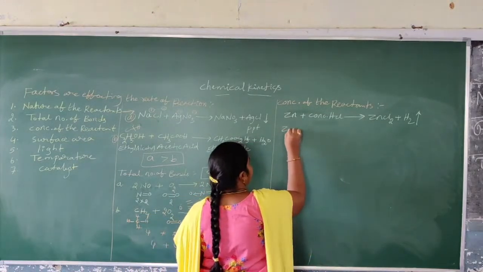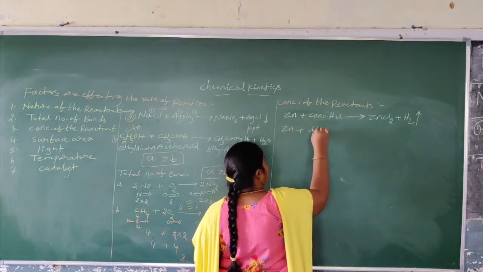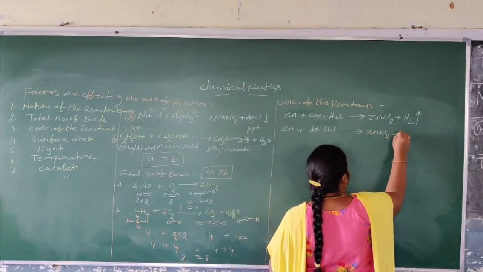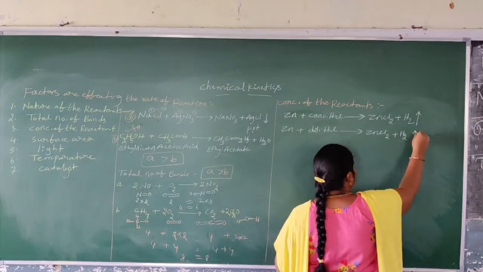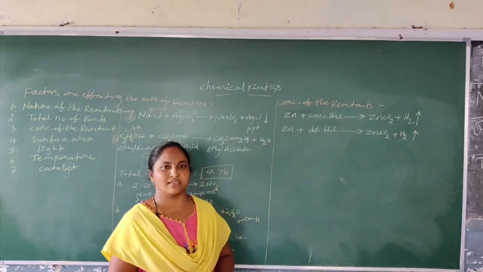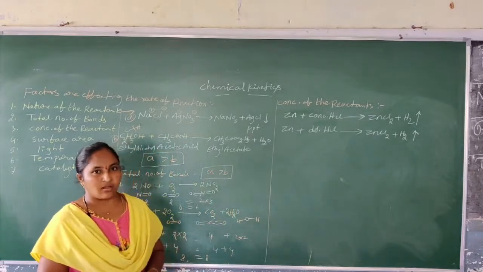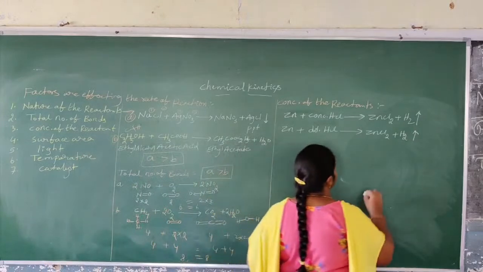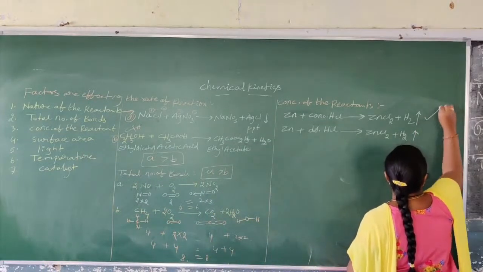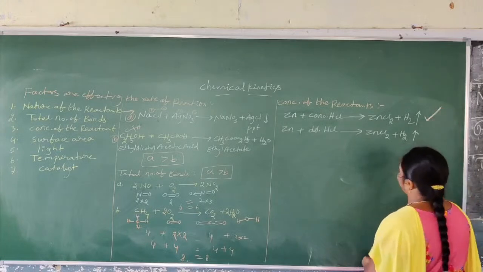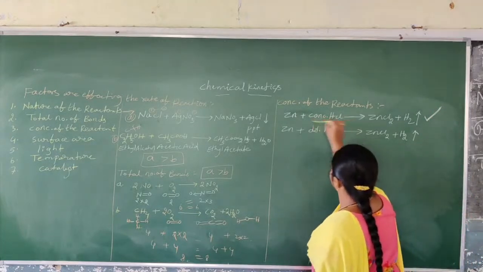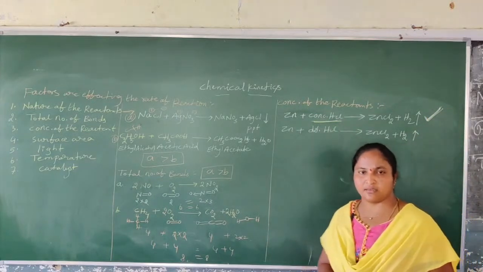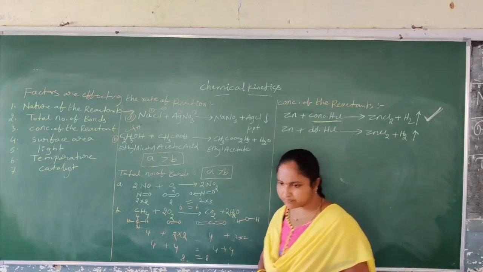And the second is zinc reacted with diluted HCl. We also get zinc dichloride plus H2 gas. But which reaction is faster now? How can we say which reaction is faster? Concentrated HCl or diluted HCl? The concentrated HCl reaction will give more amount of H2 gas. Why? What is the reason?